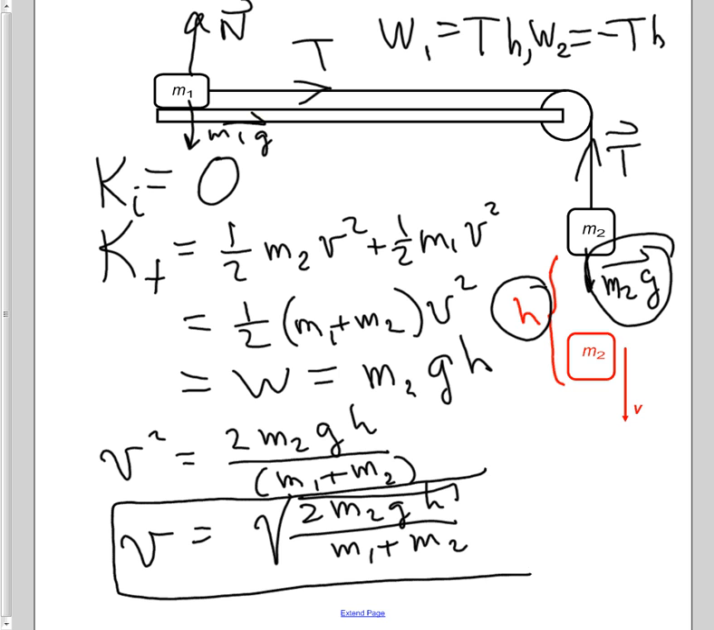Again, you could have done this with what you already knew from previous chapters, but I think if you go back and redo this problem to find out how fast it's going at the end, solving it using an energy technique rather than a Newton's second law, F equals ma technique, this is a much easier way to do it.